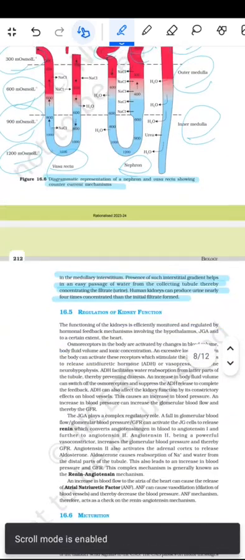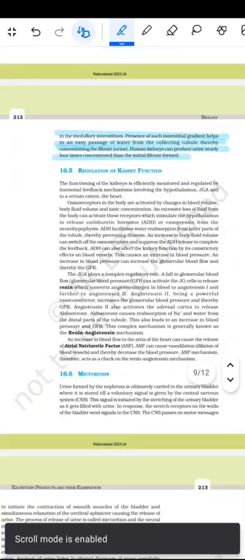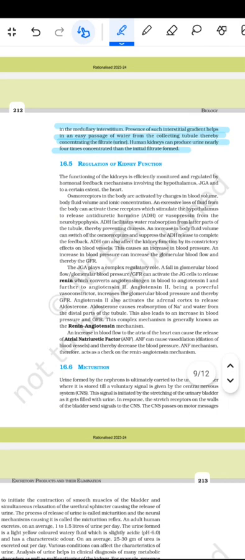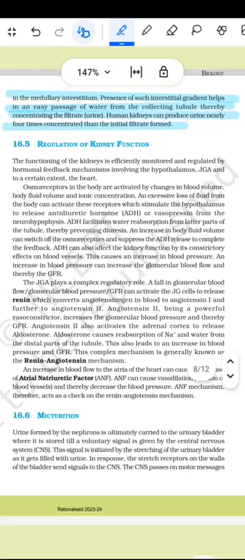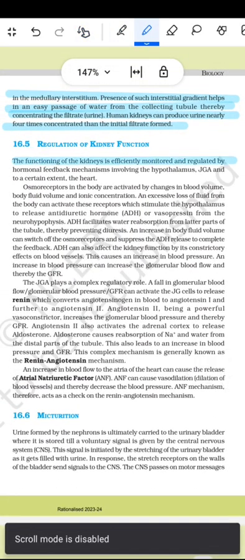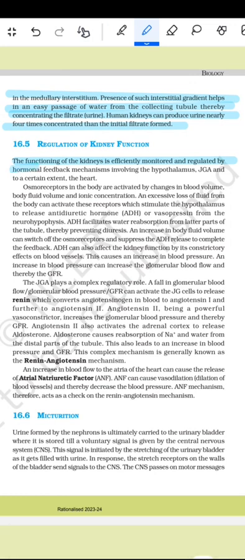उसके बाद फिर आता है रेगुलेशन ऑफ द ह्यूमन किडनी. तो NCERT कहता है कि the functioning of the kidney is efficiently monitored and regulated by the hormonal feedback mechanism involving the hypothalamus, JGA, and to a certain extent the heart.